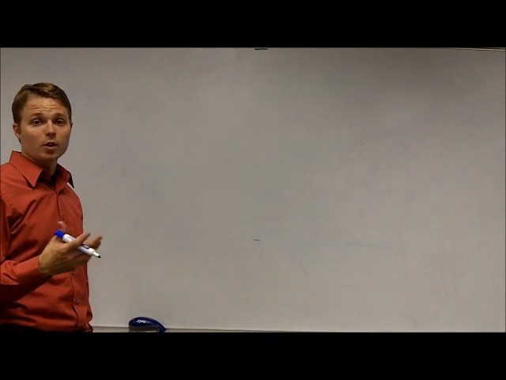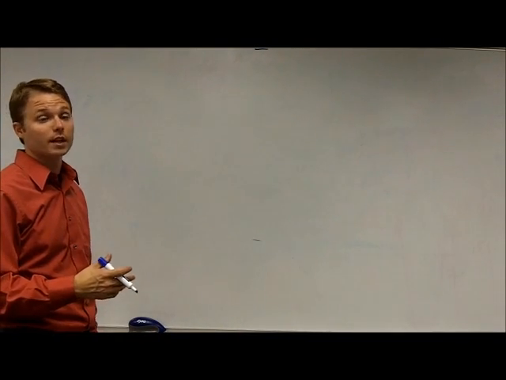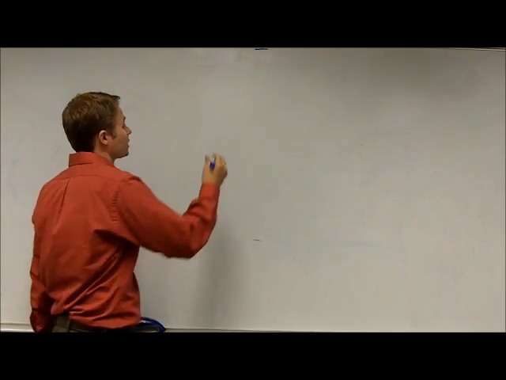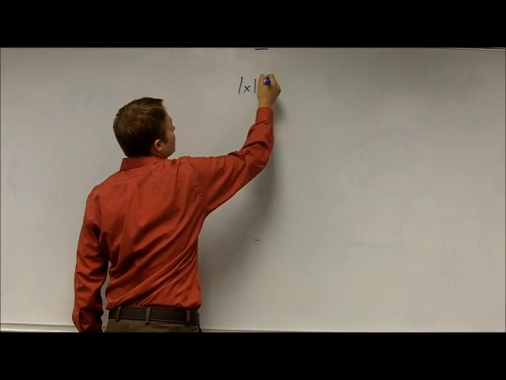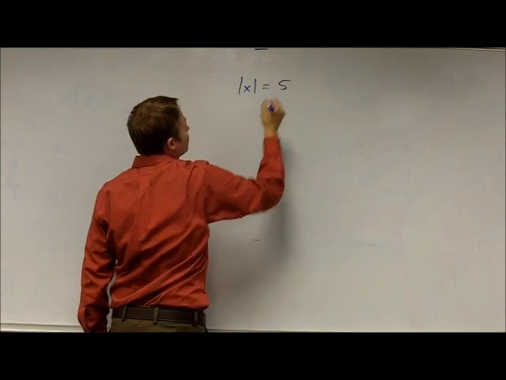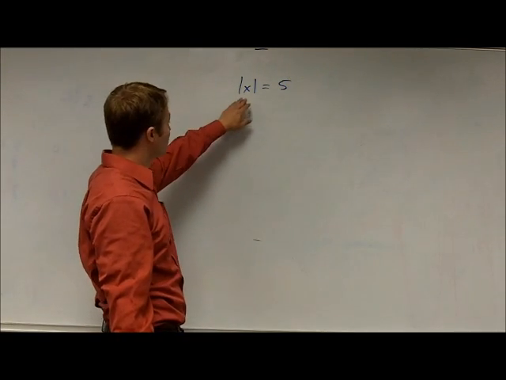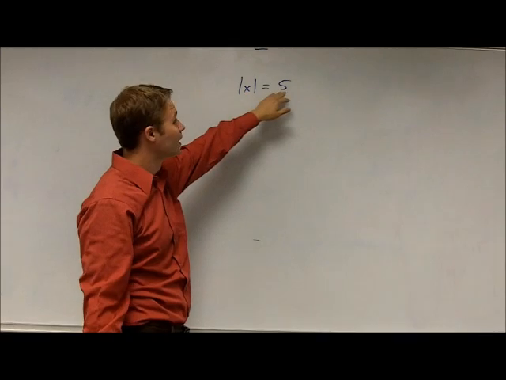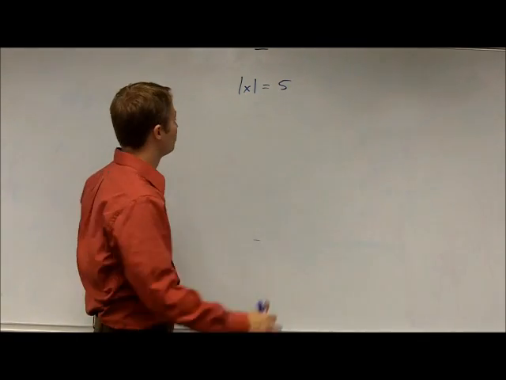So let's see how it'll work if we want to solve some equations that have absolute value signs in them. We'll start with a really simple example. So something like this, the absolute value of x is equal to 5. Now this is essentially saying which values can we take the absolute value of and get 5? Well, there are actually two, right?